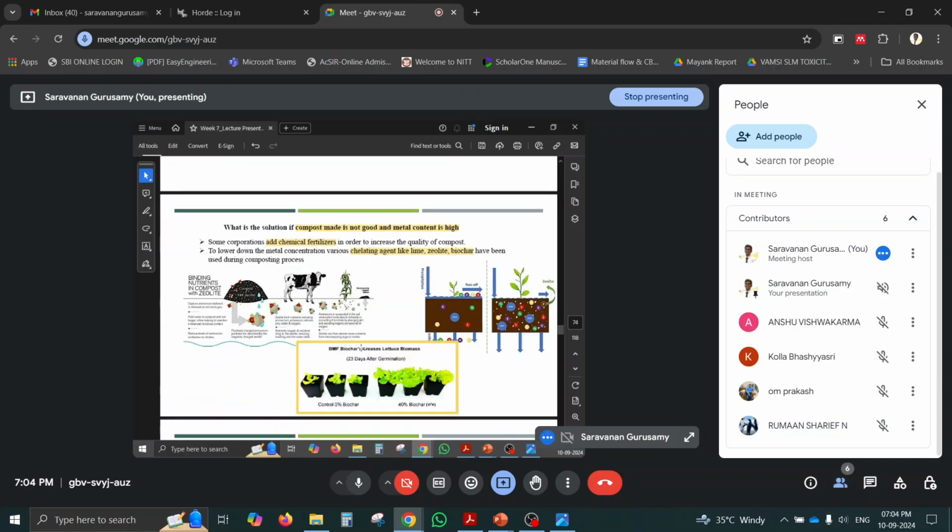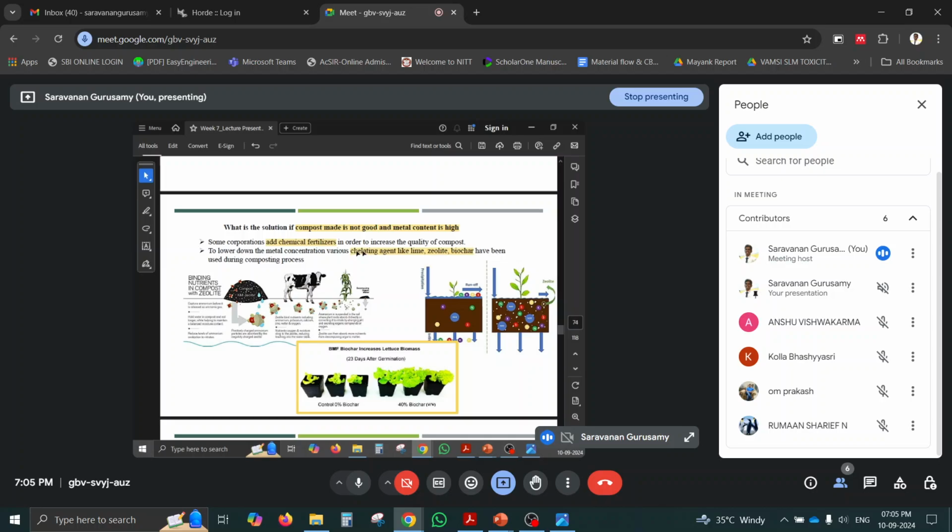So compost should have good quality, like good physical, chemical, and biological qualities. Then the phytotoxicity should be assessed before applying to the soil. Then what is the solution if the compost made is not good quality? Whenever there is heavy metal present in the compost, so I know there is heavy metal and some trace elements present in the compost, what can I do? I can add some admixtures or chemical fertilizers before adding to the agricultural soil, like some chelating agents. Chelating agents are the ones which will precipitate the trace elements or heavy metals present in the compost.